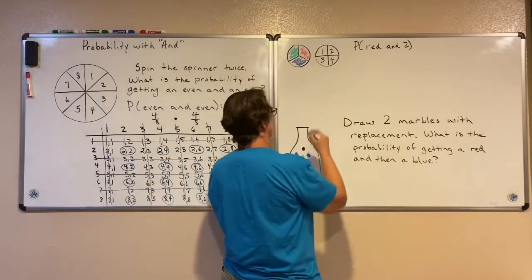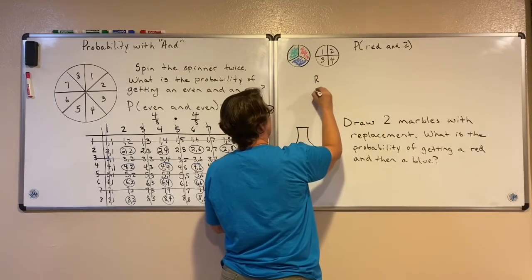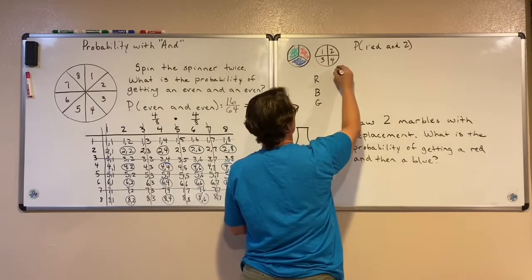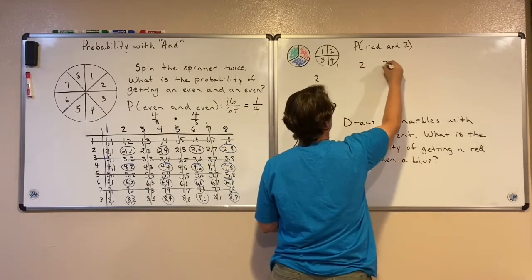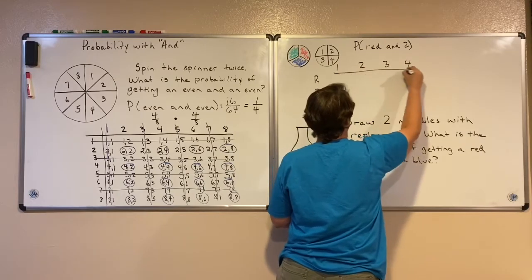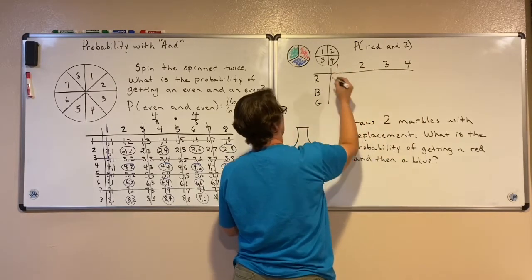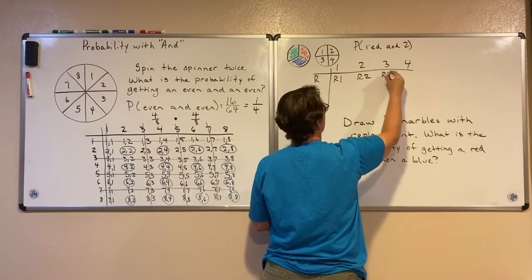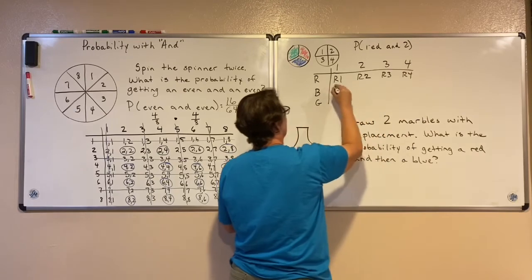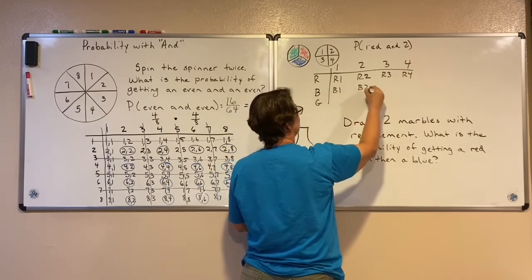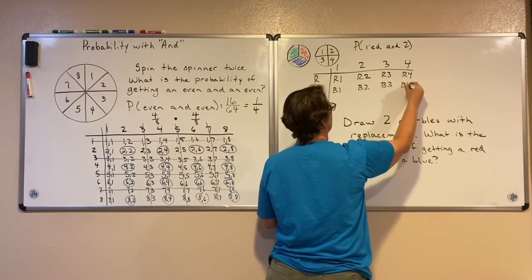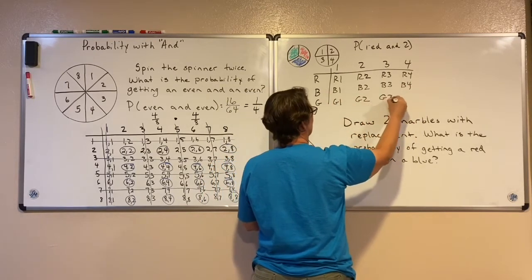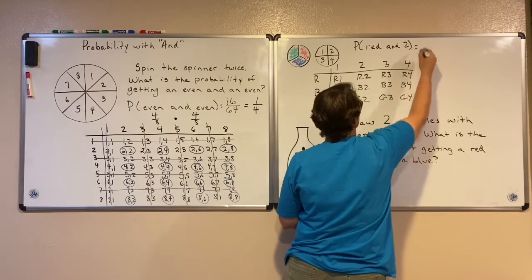Well, on the first one, I can get a red, a blue, or a green. And then on the second spinner, I could get a 1, a 2, a 3, or a 4. So if I look at all my possible outcomes, I could get a red 1, a red 2, a red 3, or a red 4. I could get a blue 1, a blue 2, a blue 3, a blue 4. I could get a green 1, a green 2, a green 3, or a green 4.